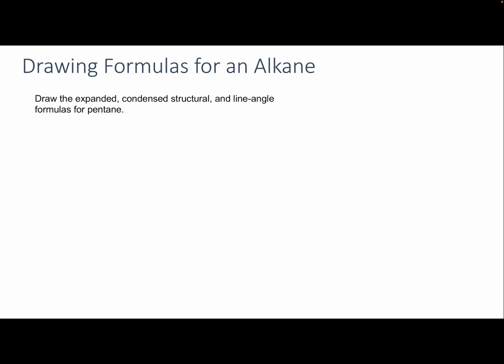We'll start drawing them. Let's draw the expanded, condensed, and line angle formula for pentane. So the first thing that I want to do is just draw the carbon chain, right? Pentane. Well, I guess you should go and figure out how many carbons it is. Once you figure out that it's 5, you should start by just connecting 5 carbons. So there's our chain. So we've got 5 carbons.